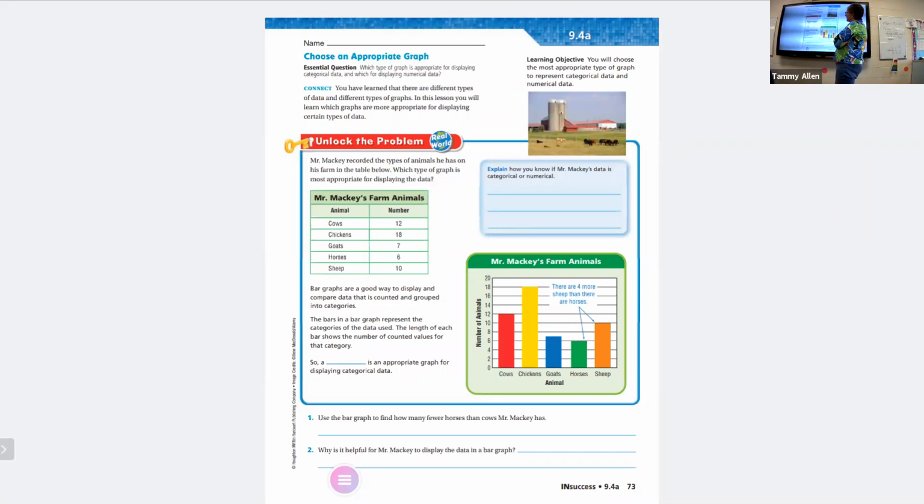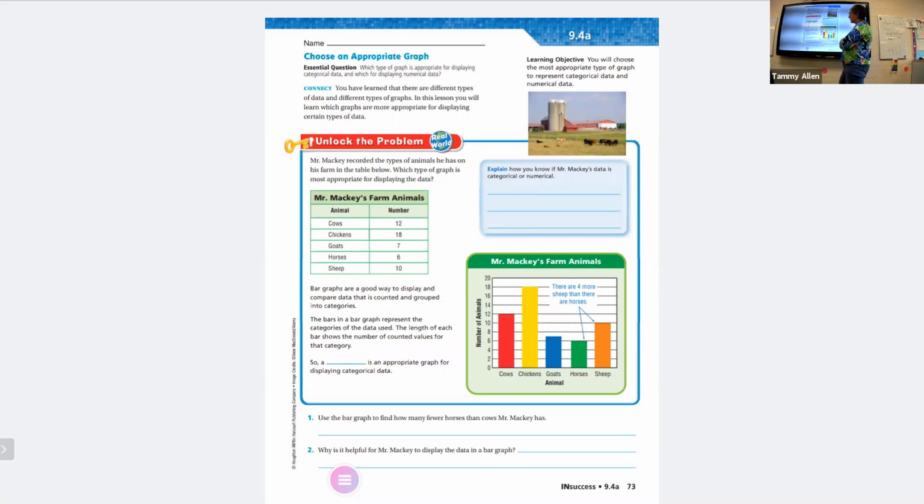In this first one, we have Mr. Mackey's farm animals. We know that we have counted how many cows, chickens, goats, horses, and sheep we have. First up, what type of data have we gathered? Is it categorical or numerical? Categorical? And how do we know it's categorical? Because there's different types of animals.